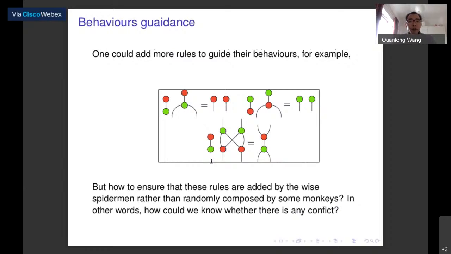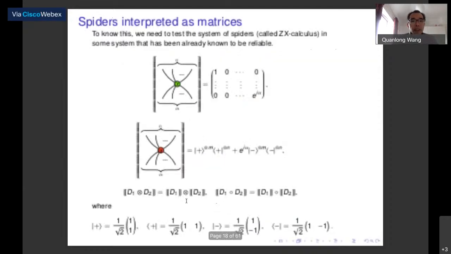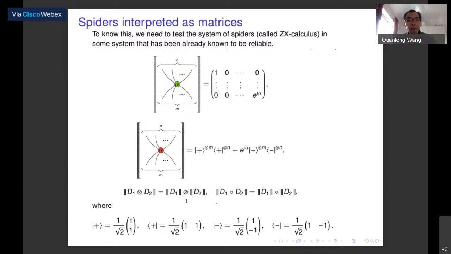So how do we further guide their behaviors? You can do it by adding more loops. For example, you add the copy loop and the bialgebra loop. But how do we ensure that these loops are really added with good reason rather than randomly by some monkeys? In other words, how do we guarantee that there is no conflict there? That means you need to use some reliable system to test this system of spiders.